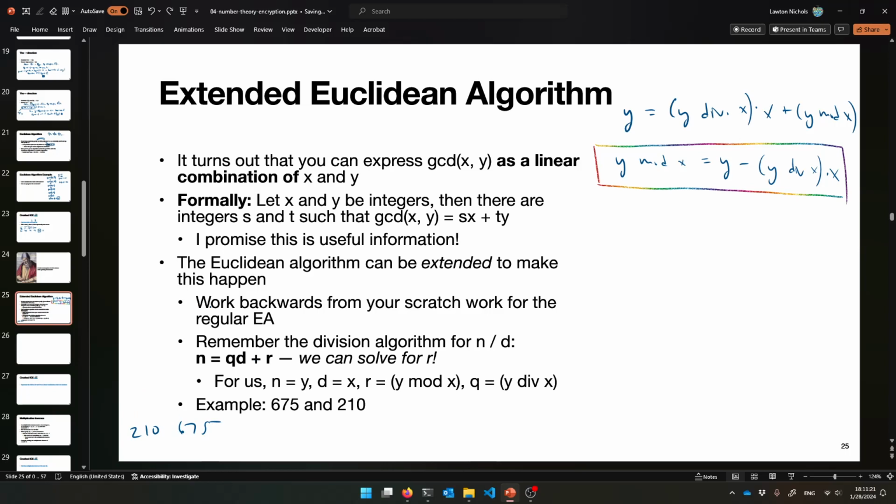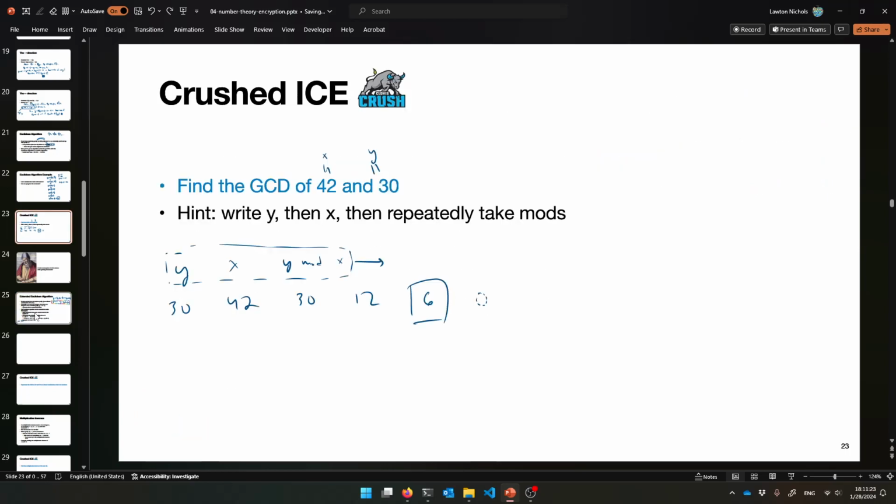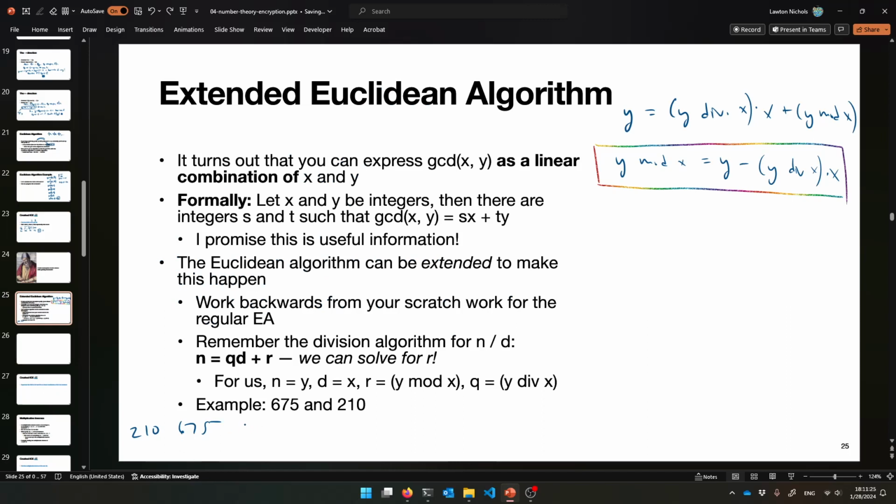Let's compute quickly using this kind of style. Let's compute the normal GCD. So 210 mod 675, well, that's just 210. And then, okay, we're going to calculate. All right, now it's 675 mod 210. What's that?